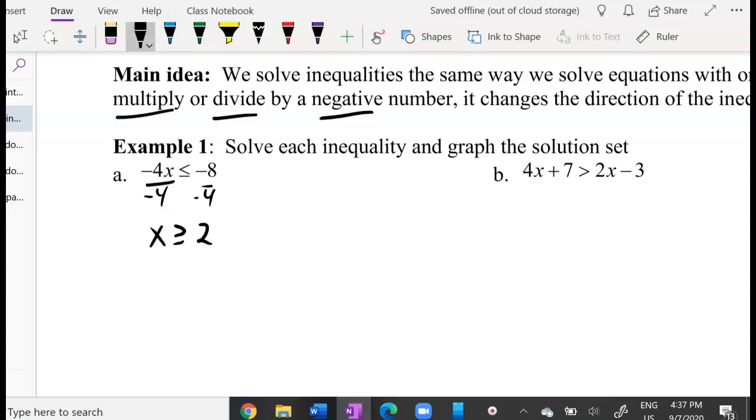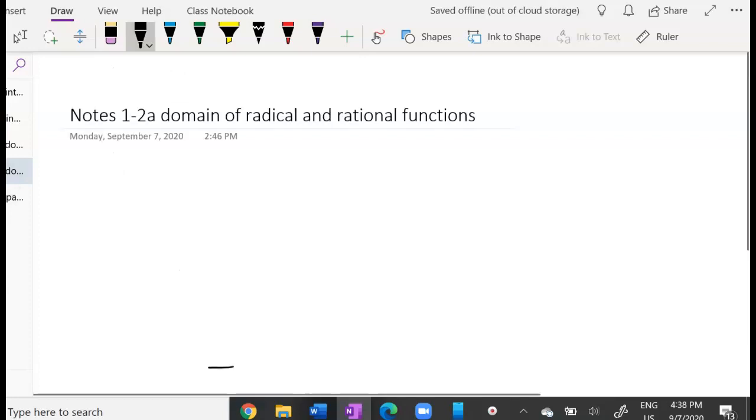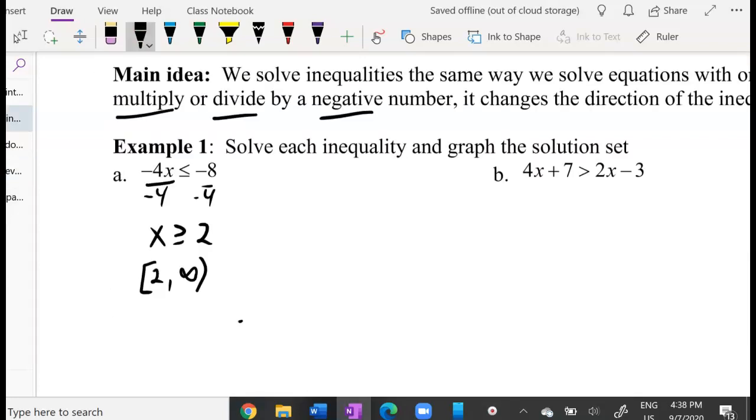So we should write 2 to infinity, not including infinity, including 2. And to also show the graph of the solution set, which means a number line, we're just going to draw a number line. We're going to put the only important number for this particular problem, which is 2. I'm going to choose a different color. You can choose a highlighter and highlight from 2 and forward.